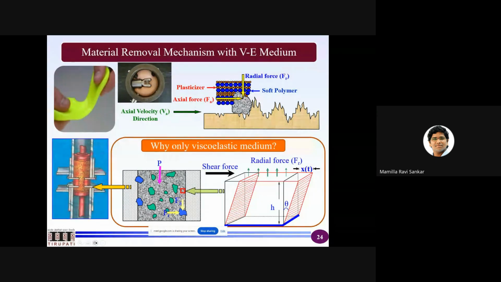So now you have an abrasive particle here. When I am pushing, axial force moving, viscous force moves in this direction and radial force will move in this direction. If I can control viscous force and elastic force of that particular semi-solid medium, I can control the depth of penetration as well as movement of the abrasive particle in this direction. Because of that, whether I want micro cutting, sub-nano cutting or nano cutting, all those things can take place.